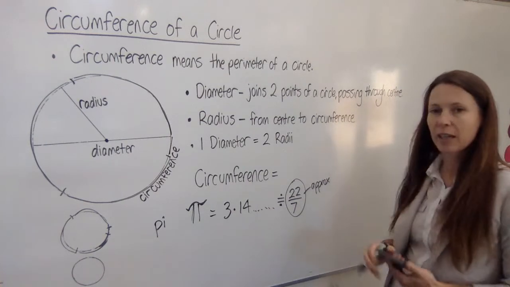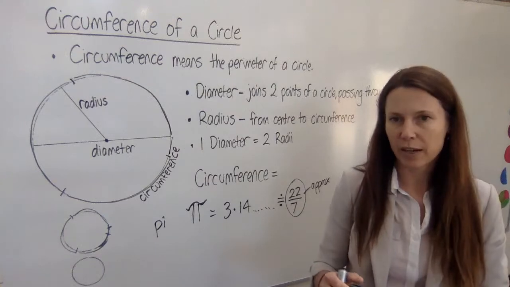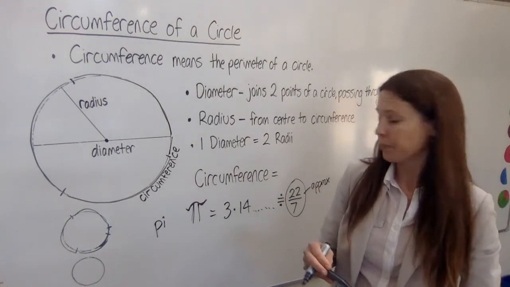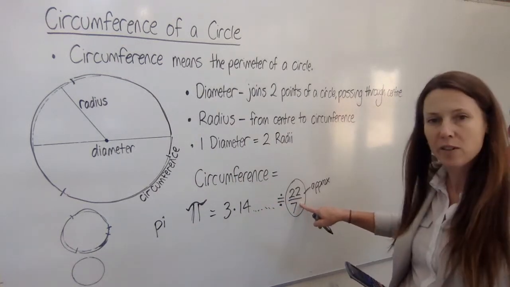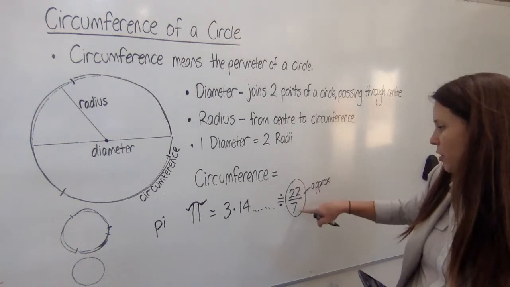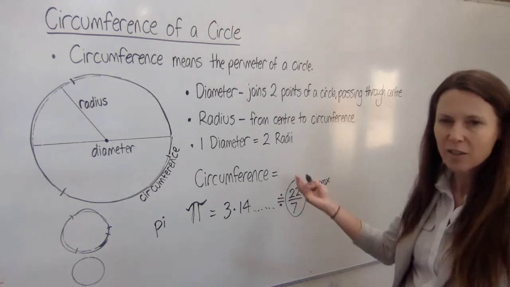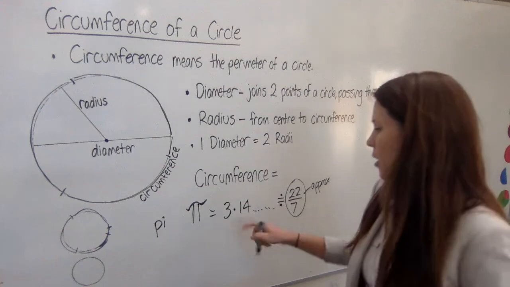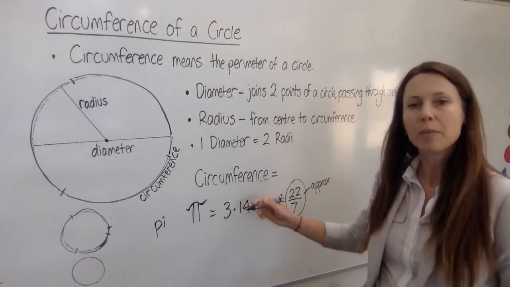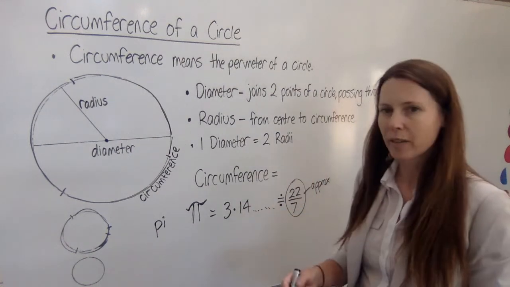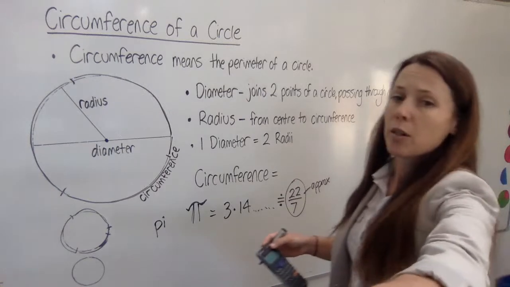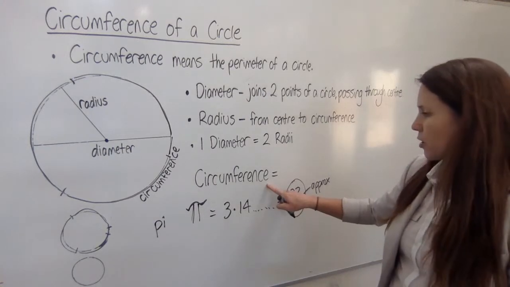Now if you don't have a calculator and you want to figure out the circumference of a circle, you can use this approximation because multiplying by 22 and dividing by 7 is something that's not super easy, but we can get it done. Whereas coming up with this number in your head when it goes on forever is actually a little bit impossible. So what's our formula for the circumference of a circle?